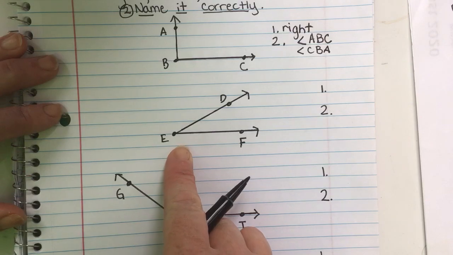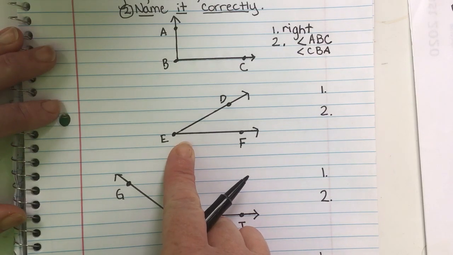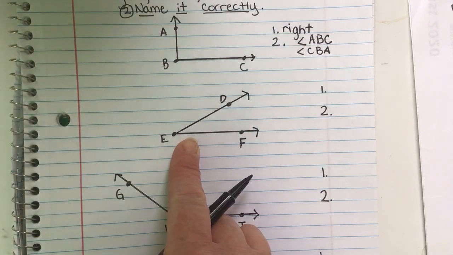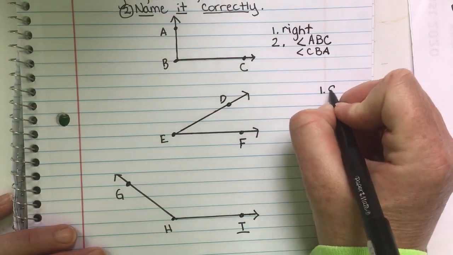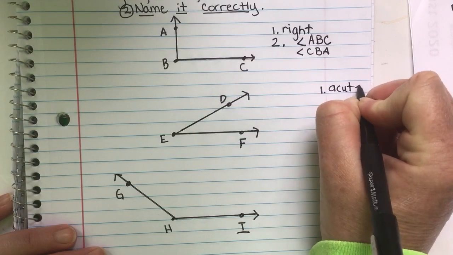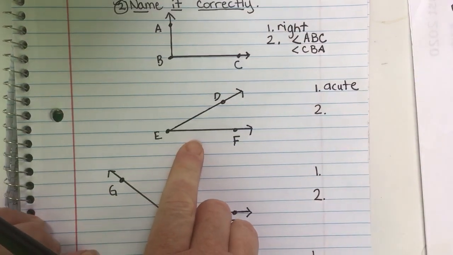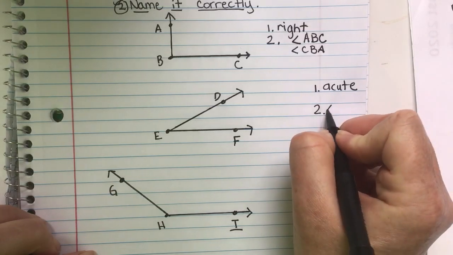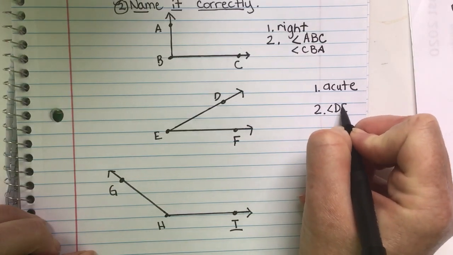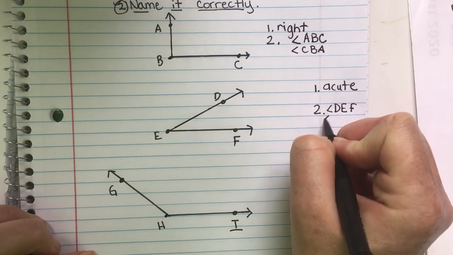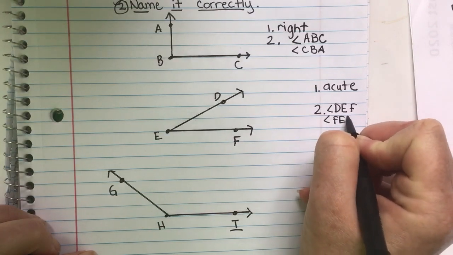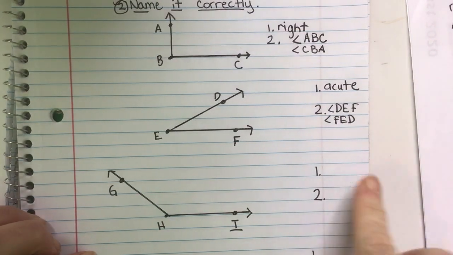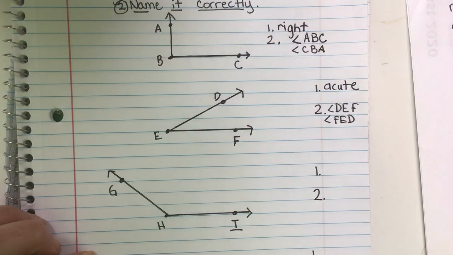Is this angle right, acute, or obtuse? And that one looks like it is less than 90, and hopefully you said that one was acute. And how would you name this angle? Think about it. Hopefully you named it either angle D, E, F, or angle F, E, D. Both names are accurate. Notice the E is in the middle for both.